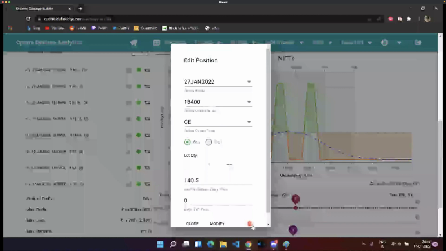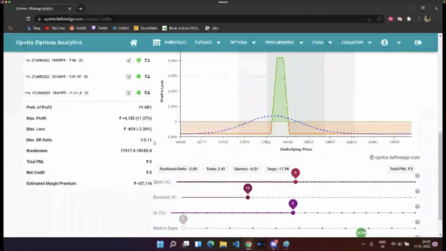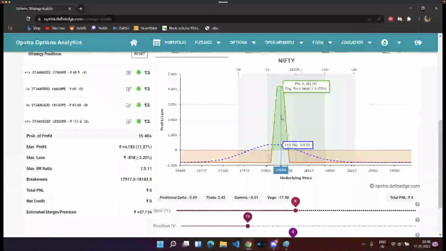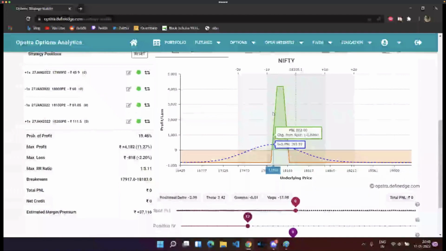So let's say if I take this out, suddenly it's 1:5.11. So double से ज़्यादा क्यों हुआ? क्योंकि put side ladders and butterflies are usually much better in terms of risk reward because of the skew. Call side में हमेशा you will spend a lot of money for the same trade, but you won't get the same risk reward.